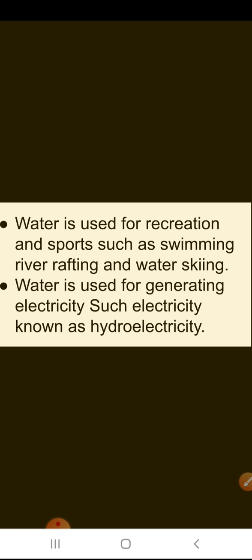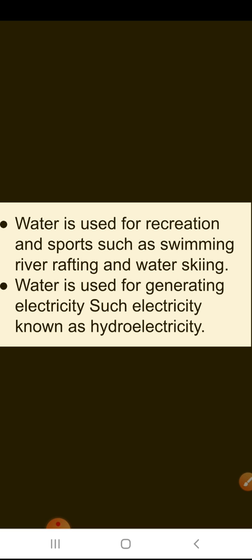Water is used for recreation and sports such as swimming, river rafting, and water skiing. For all these activities, what is required? Water is required for all these recreational activities.